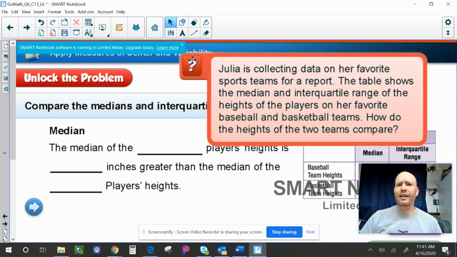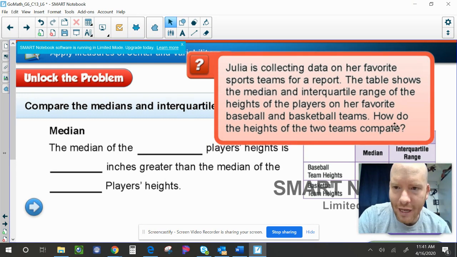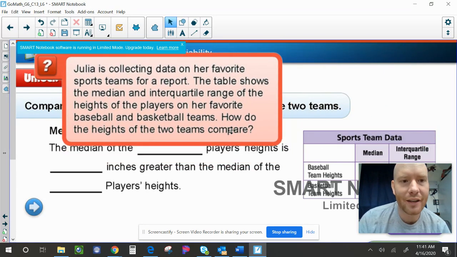Julie is collecting data on her favorite sports teams for a report. The table, this one over here that's behind everything, shows the median and the interquartile range of the heights of the players of her favorite baseball and basketball teams. How do the heights of the two teams compare? So this is actually asking me how do the heights of the two teams compare? Okay, so that's what I have to answer.